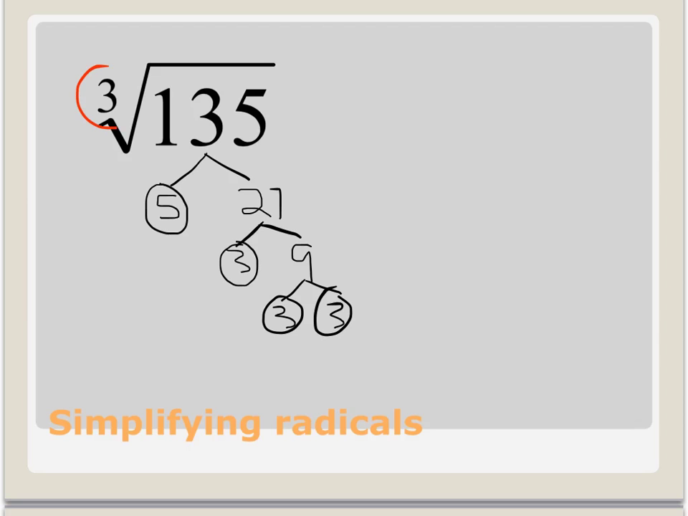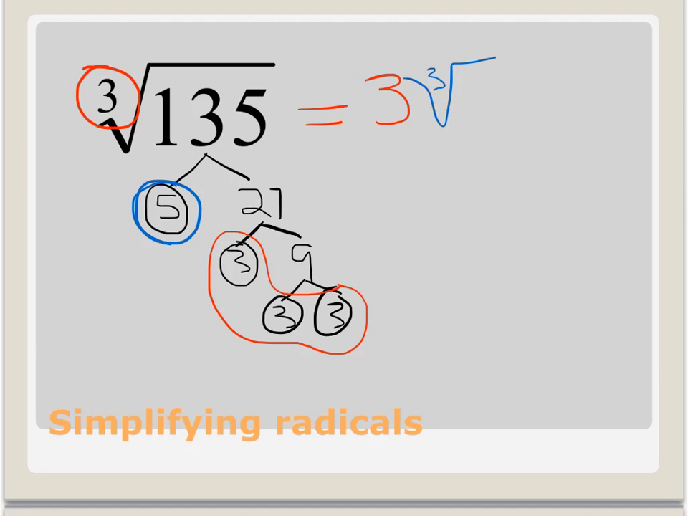Now, because we're looking for the cube root, let's find sets of 3. So we have 3 3s here, so that number goes on the outside. And then we have a single number here, 5, so that one is going to stay under the cube root, like that. And don't forget that 3 right there in the root sign, because then I will not know if you understand that that's the cube root or not.